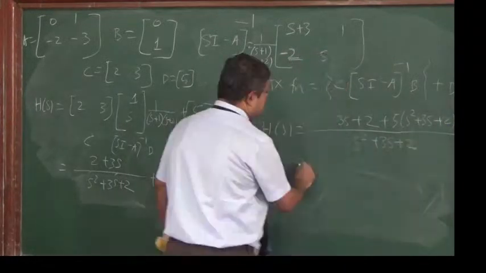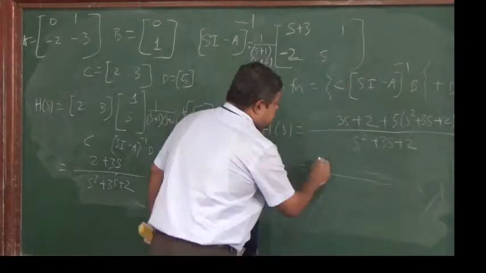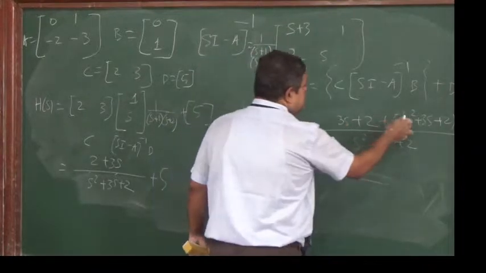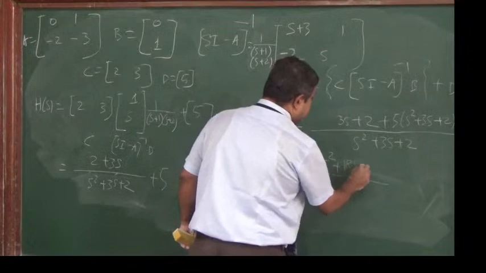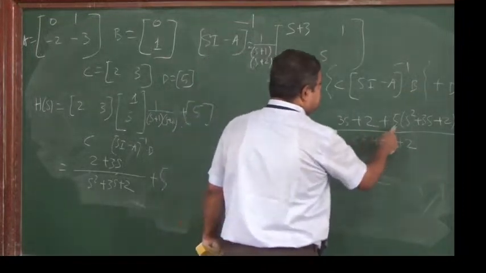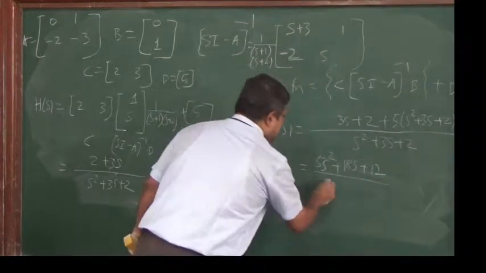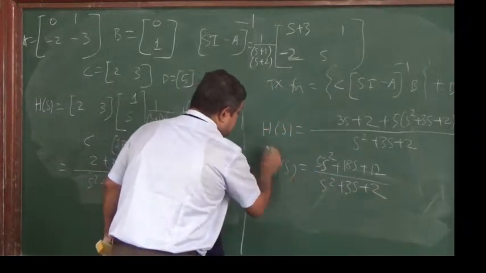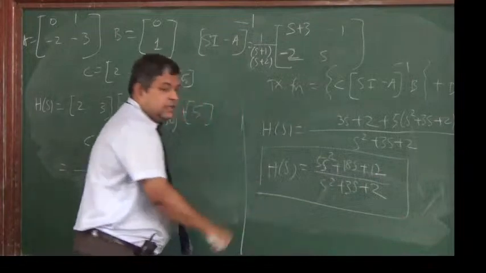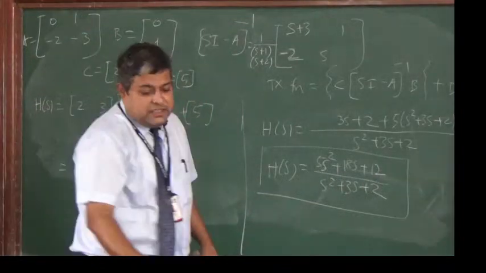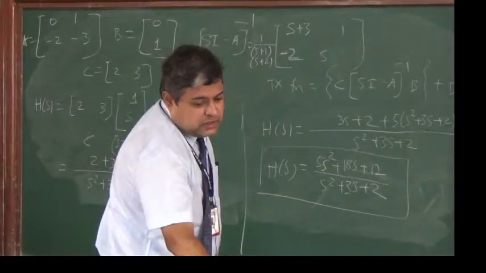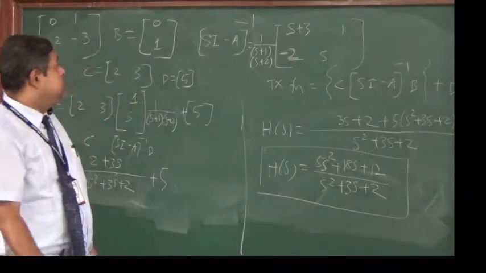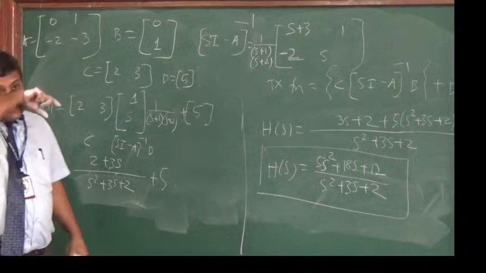So this will be 5s square plus, just do this, 5s square will come, so this is 15s and 3s, this is 18s, plus 10 and 2, this is 12, divided by s square plus 3s plus 2. So this is going to be the H(s). So simple. So this is 5s square plus 18s plus 12 divided by s square plus 3s plus 2. Okay. So this is a very simple step you have to follow.